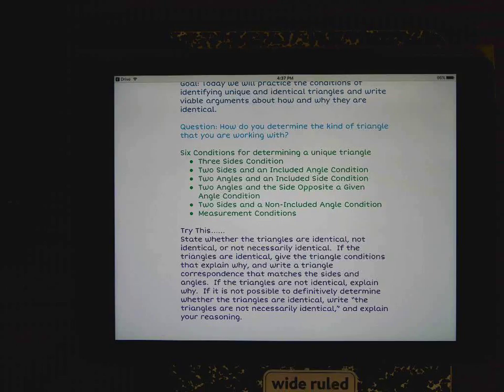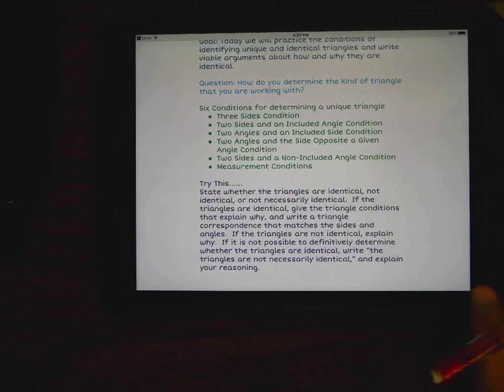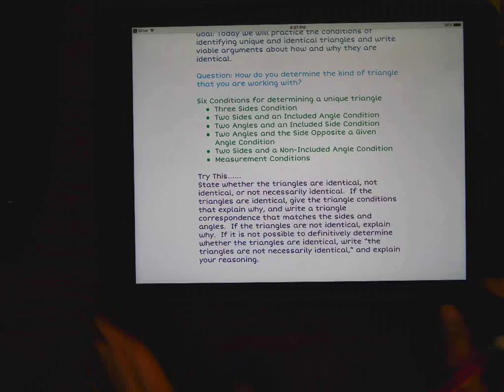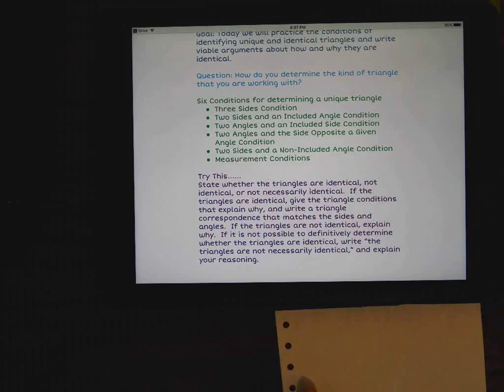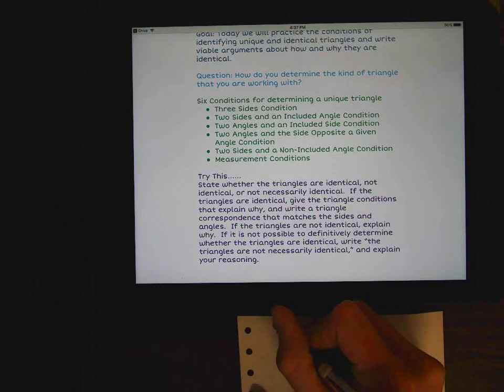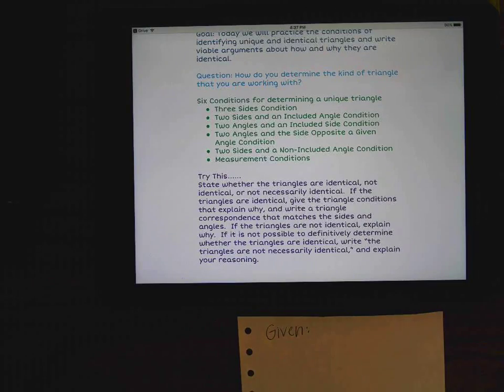We have the three sides condition. Remember, the 3 sides condition is when you are given the 3 sides and they can only be those 3 sides. Then the 2 sides and an included angle condition. Remember, the given information is what is so important. If you're given 3 side lengths, then that's the 3 sides. If you're given 2 side lengths and an included angle, you have a side length and then the same vertex as the other side length, and the angle sits between those 2 side lengths.